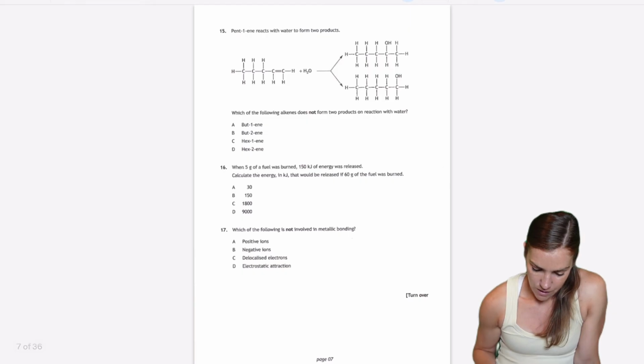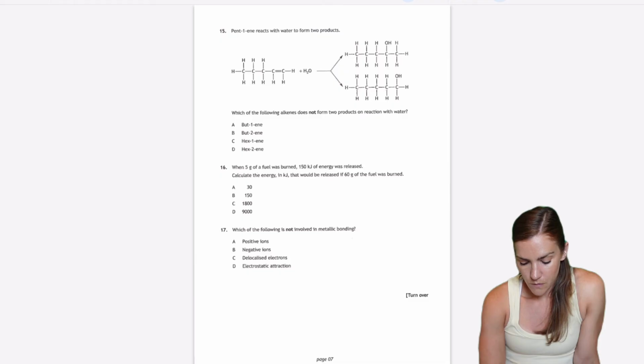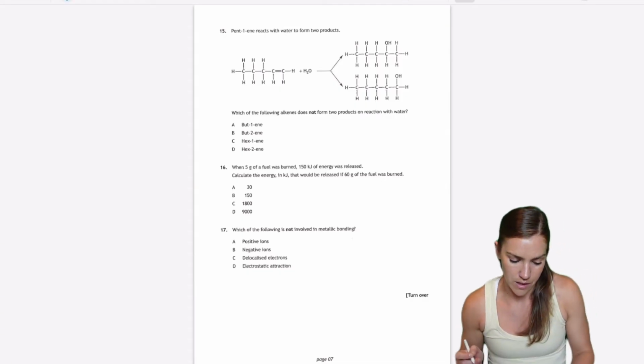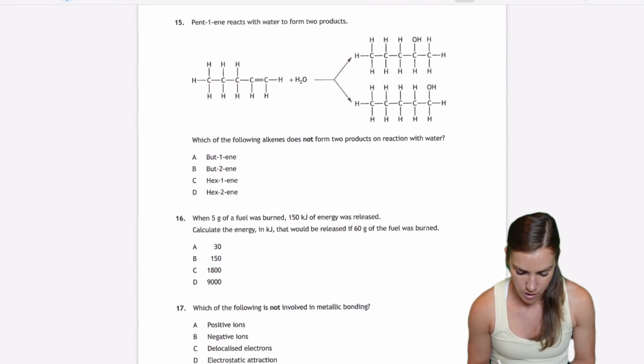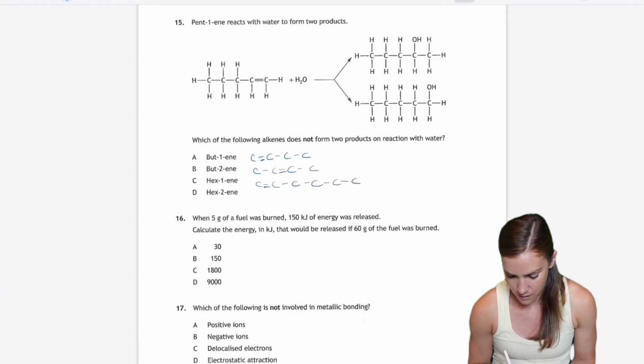So then question 15, which of these alkenes does not form 2 products in a reaction with water? These questions are all to do with symmetry of the alkene across the double bond. So the best thing to do for these is to draw out the carbon chain of the alkene, and look at if it's symmetrical or not. But-1-ene is 4 carbons with a double bond between 1 and 2. And we've got but-2-ene. Then we've got hex-1-ene, 3, 4, 5, 6. And then hex-2-ene, 1, 2, 3, 4, 5, 6.